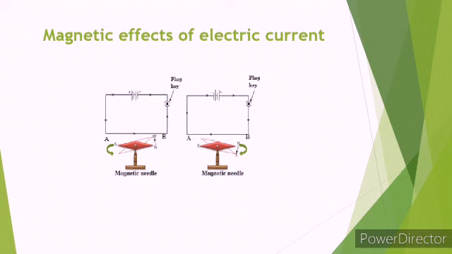From this experiment, we come to know that whenever current flows through a wire, a magnetic field is produced around it. So, there is a relation between electricity and magnetism, and this is called electromagnetism.